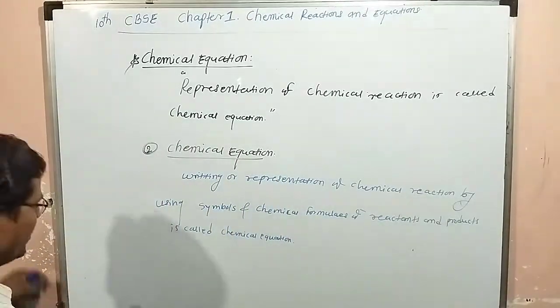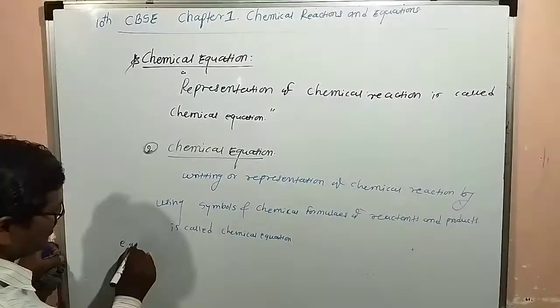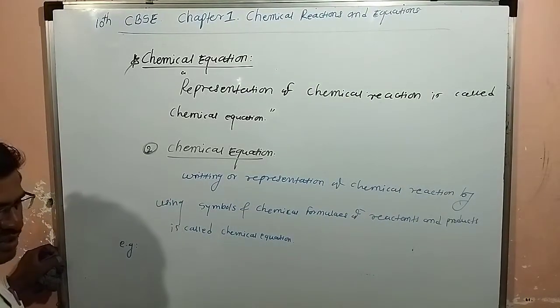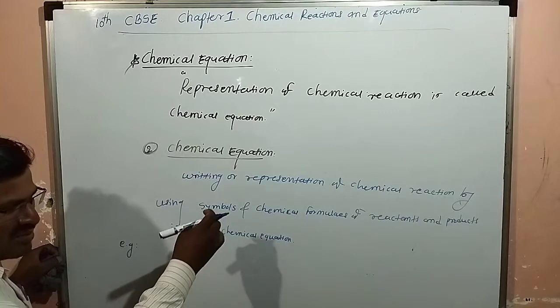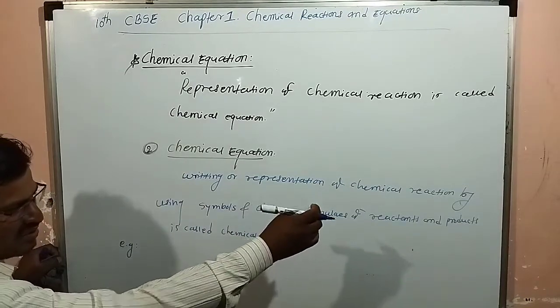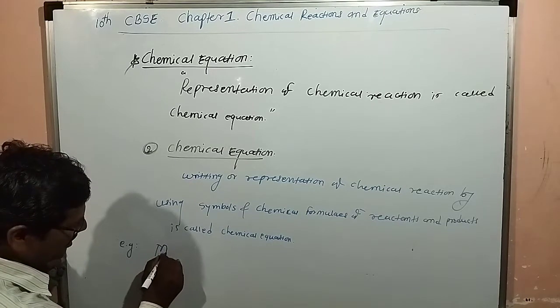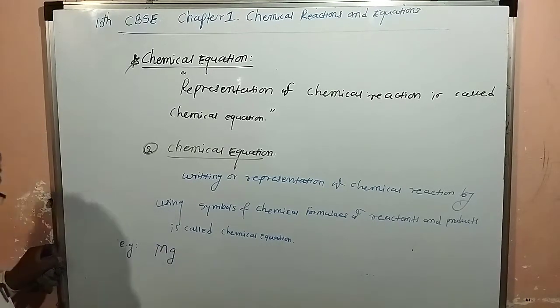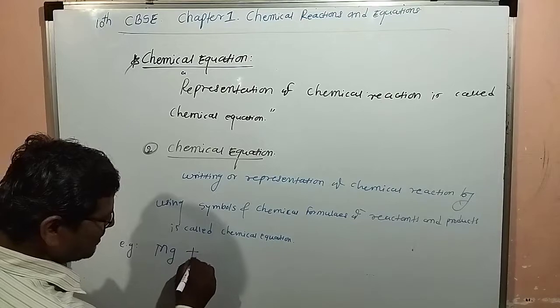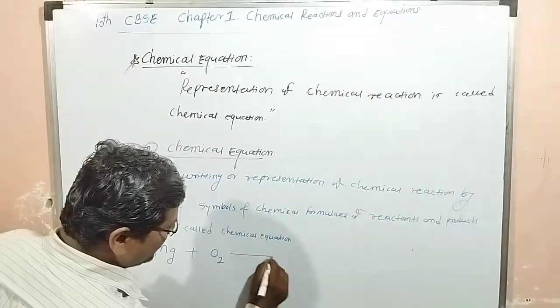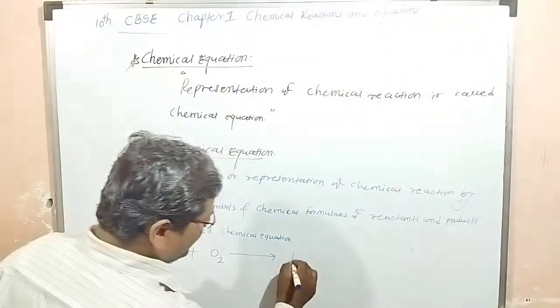An example we take here. For example, previous only we'll take. In the word equation we have written that magnesium plus oxygen gives magnesium oxide. Now we are going to write here for the same reaction: for magnesium Mg plus for the oxygen molecule O2, it gives MgO.